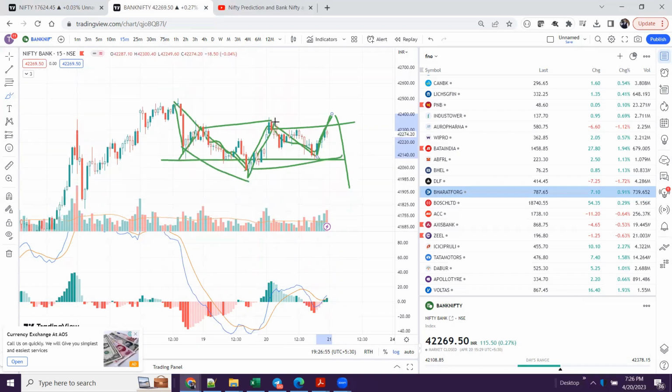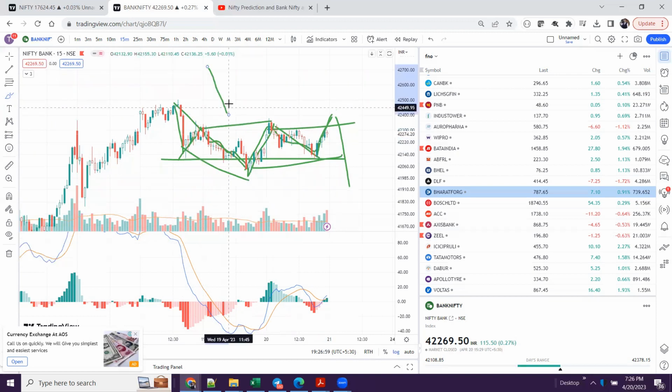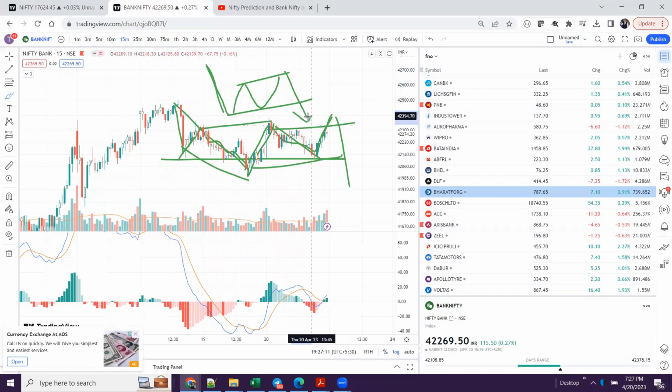So basically, what you have to do is to find an impulse, and after this, you have to identify what is the corrective structure that is formed. So if you have identified impulse and corrective structure properly, then you can always trade this impulse. And for this, the stop loss should be at the top, because the wave correction should not go to the 100% of this impulse.